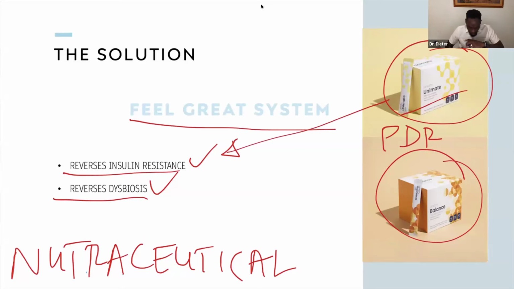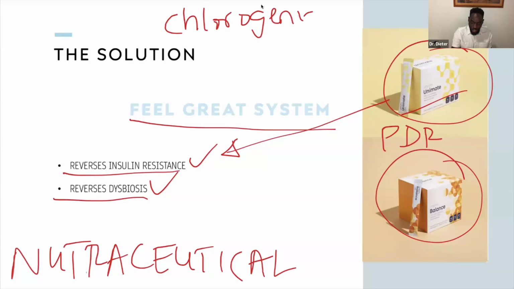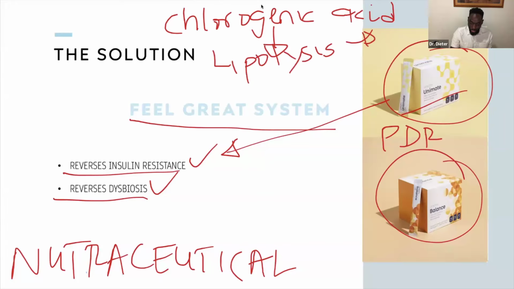Unimate is made from a plant called the yerba mate plant. And the plant is native to South America. And this plant is very rich in a special phytonutrient called chlorogenic acid. Chlorogenic acid has a property of lipolysis, a fancy medical term just to say fat burning.